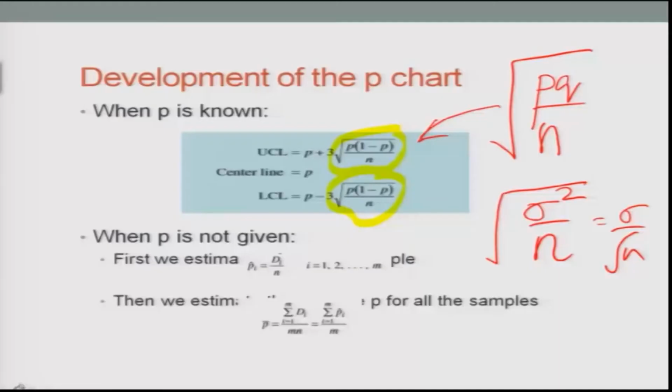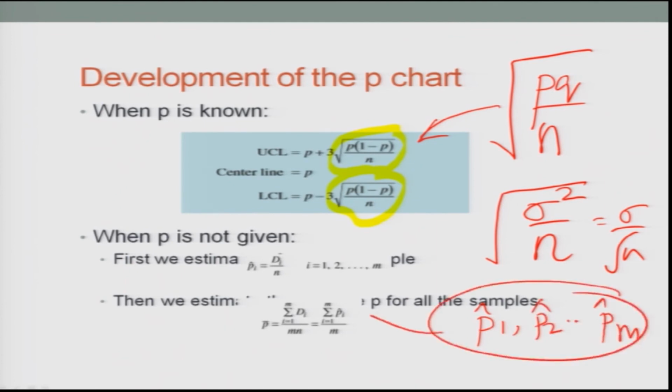Let me write it down, it will be easy for me to explain. So, basically I have p hat 1, p hat 2, so on and so forth, p hat m, and the average of that is what is given here, which is the sum of all the p hats, i equal to 1 to m, divided by the number of observations, which is m, corresponding to the number of samples. So, in each group we have n, and how many such groups we take, which is m.